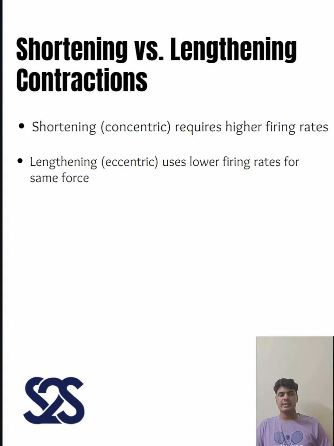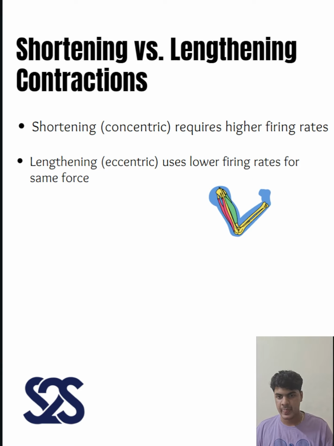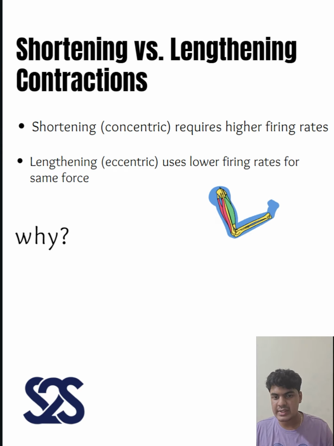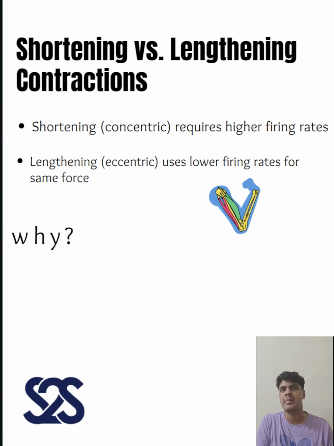So what it means is, if you are lifting an object with a concentric action, yes, there will be higher firing rates. For example, the bicep. If you are curling the bicep, it requires higher firing rates. But at the same time, if you are going down the eccentric plane, the firing rate reduces for the same action or the same force. Okay, now let's see, why do you think this happens?